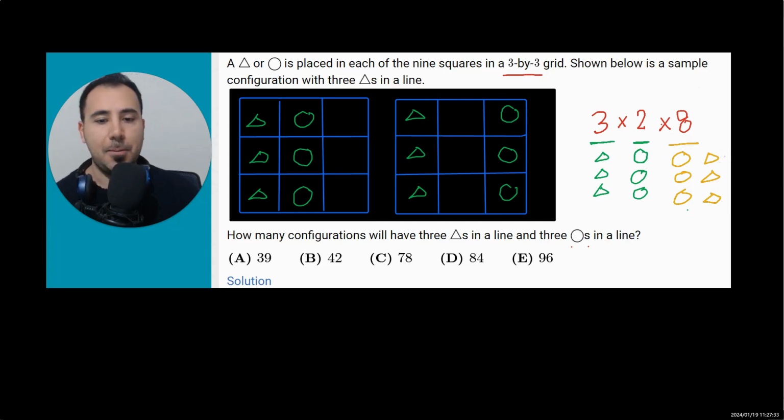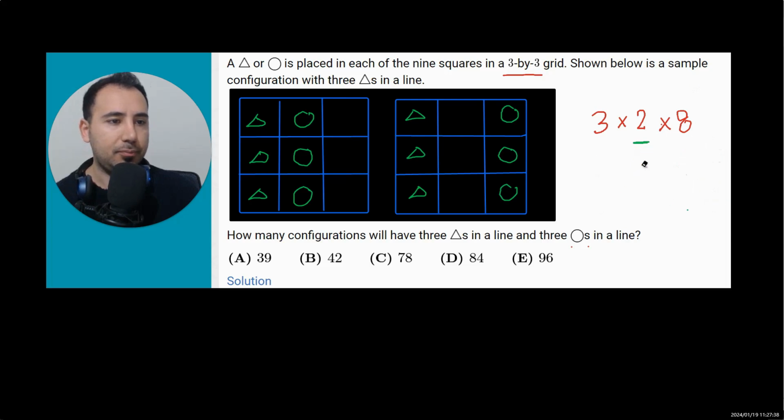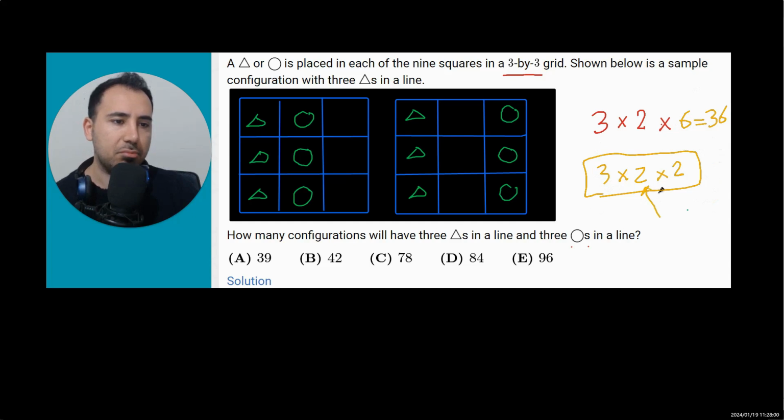Okay, so now what we do, we're going to separate the question. This 8 was made of 6 plus 2. For 6 of them, overcounting doesn't happen, so we're going to have a 36. But with this one, 3 times 2 times 2, the other part, this is where the extra part, the overcounting, will take place. So we do this individually.